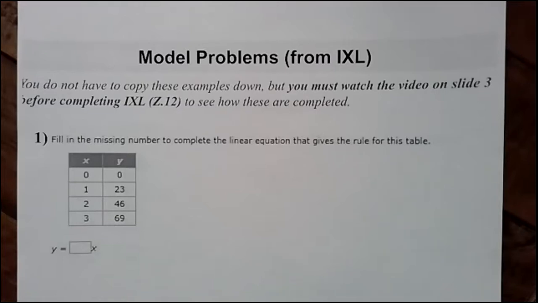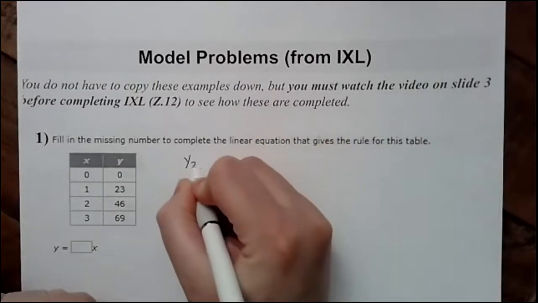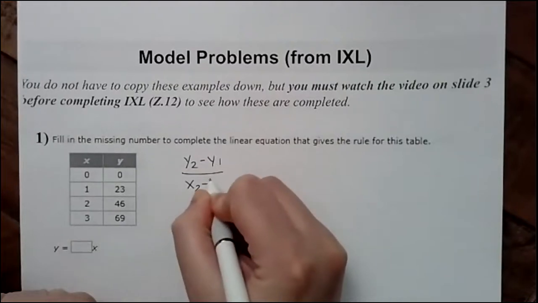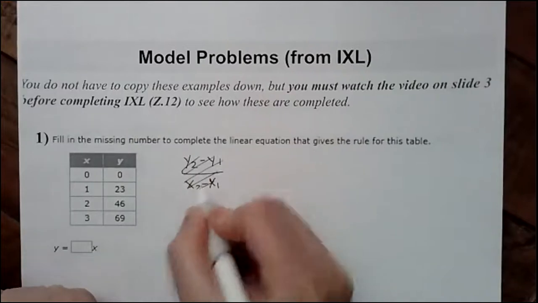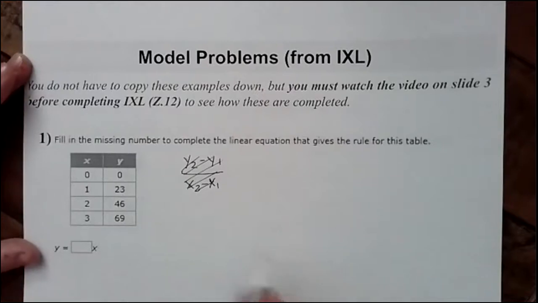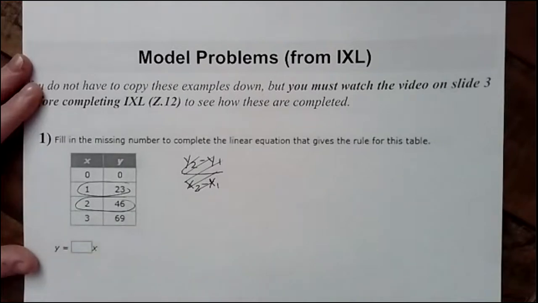So the first step is to use the slope formula, which is y2 minus y1 over x2 minus x1. That's the slope formula, guys. And I'm going to cross that out because I actually need space. And I did it backwards. We got to pick 2 points. I'm not going to use 0, 0 because it doesn't really make sense. So I'm going to use 1, 23 and 2, 46.